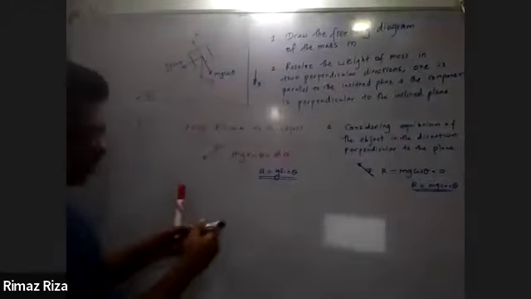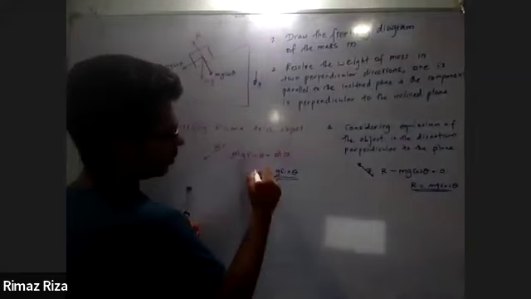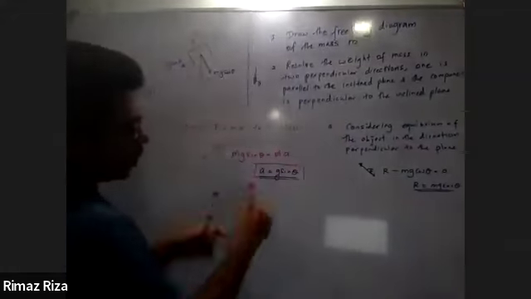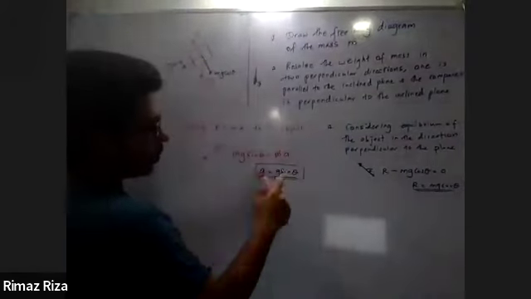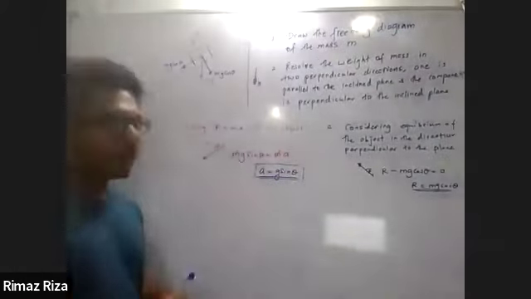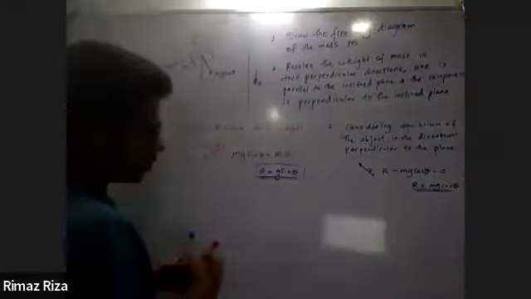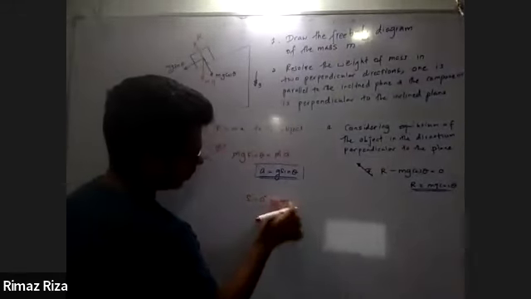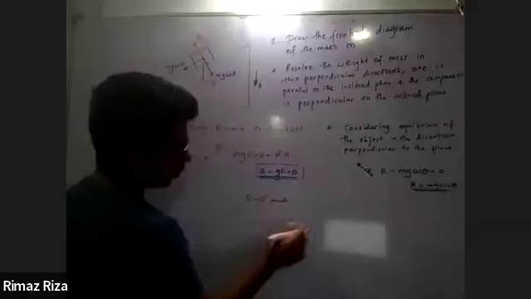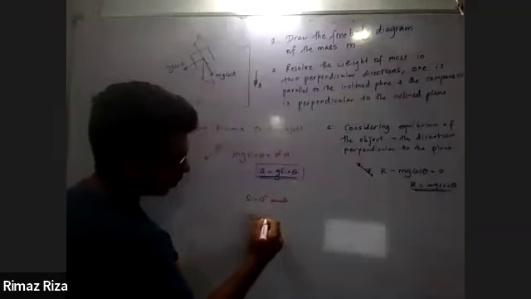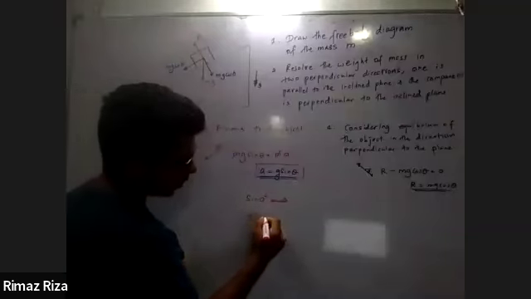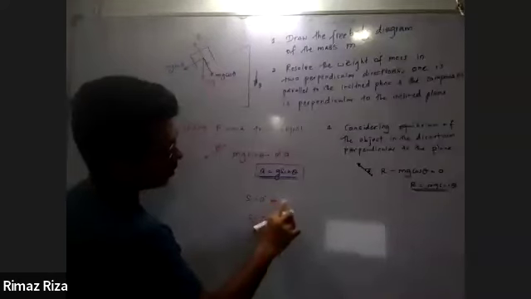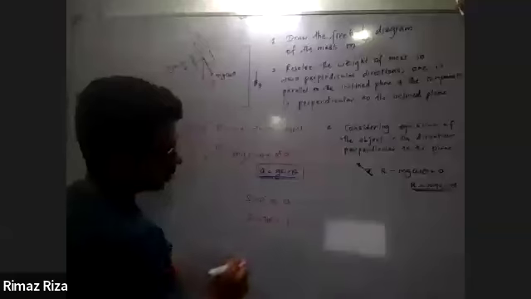So here you can see this acceleration. This acceleration only depends on the angle. If you increase the angle, what happens now? Sine theta variation you should know, because sine 0 is 0. Sine 0 is equal to 0, sine 90 equals 1.